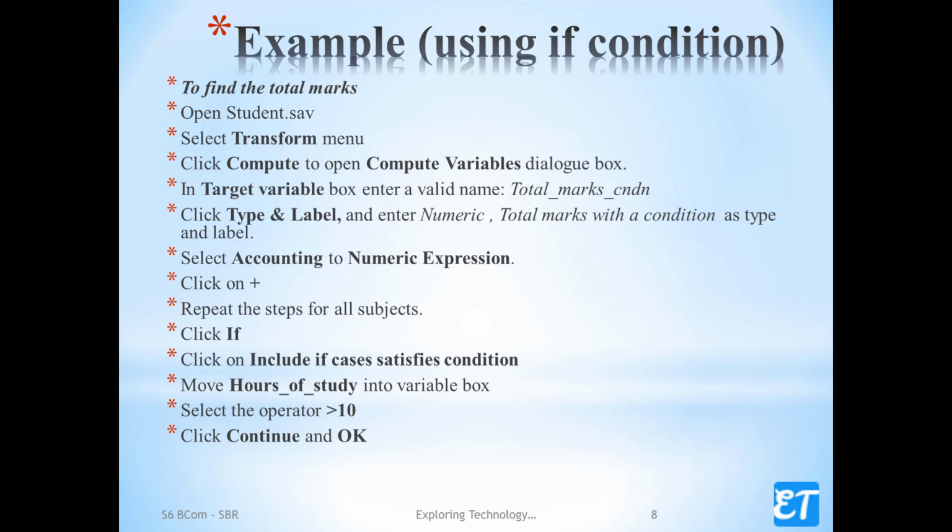There is another variation. In the previous example, we found the total marks of every student. But it is also possible to find the total marks of some students based on some criteria. For example, you can find the total marks of those students whose hours of working is greater than 10. So those who studied 10 hours and more, you can find out the total marks. That is finding the total marks using an if condition. So that is the next example.